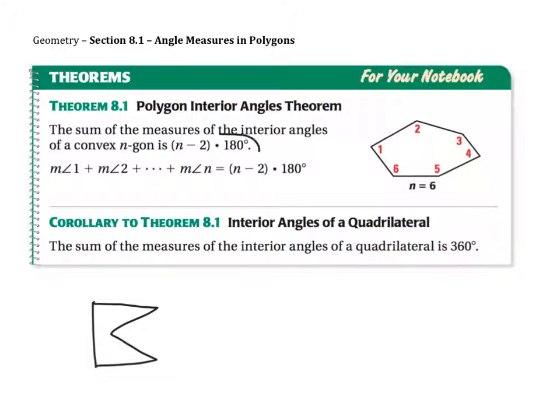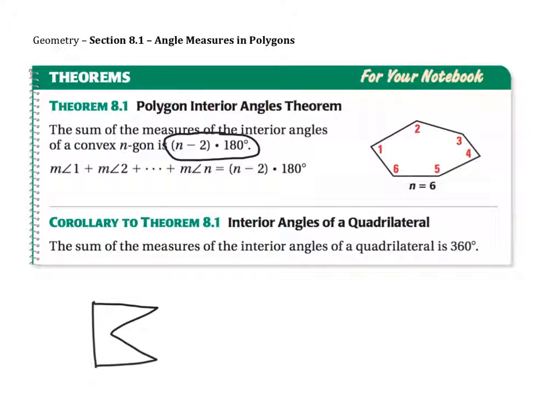You need to write down this formula in your notes, star it, bold it, highlight it, whatever you need to do. N minus 2 times 180 will always give you the number of degrees inside of any polygon. So again, make sure you jot down that n is the number of sides.